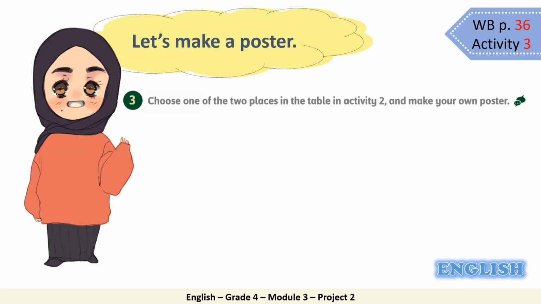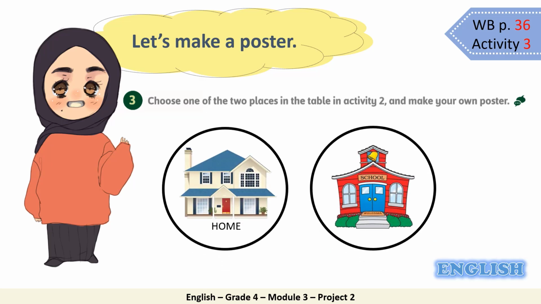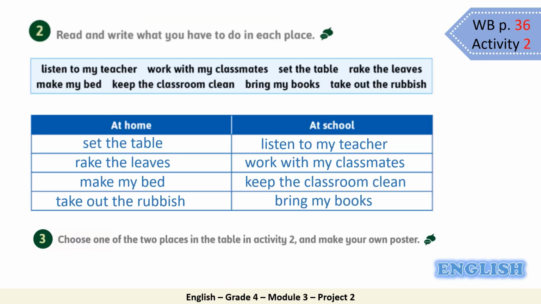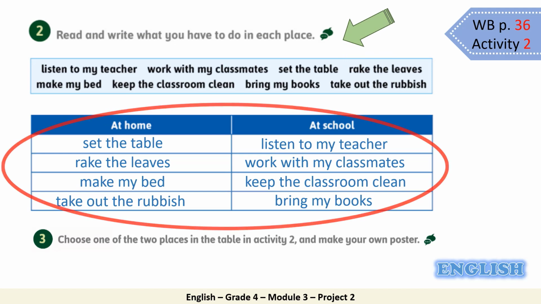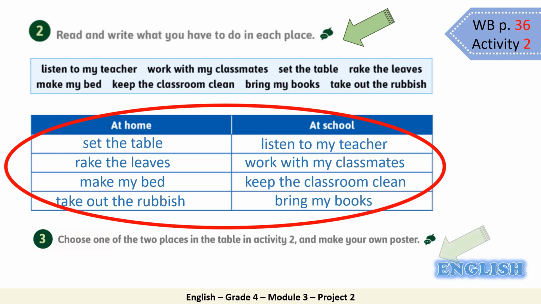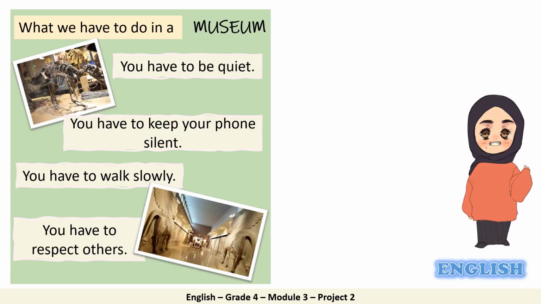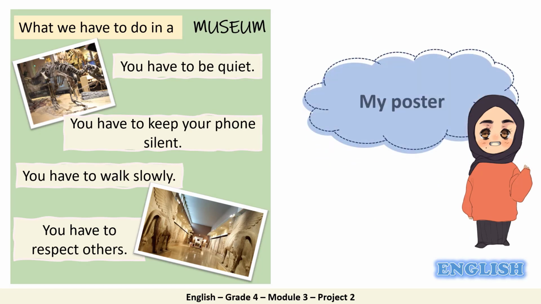Now refer to workbook page 36, activity 3. Choose one of the two places in the table in activity 2 and make your own poster. You need to choose between home or school. Now make sure, grade 4, you refer to activity 2 in the workbook page 36 and use the ideas from the table to make your own poster. As you can see, grade 4, this is my poster. Make sure you follow the steps mentioned in the video to make your own poster.